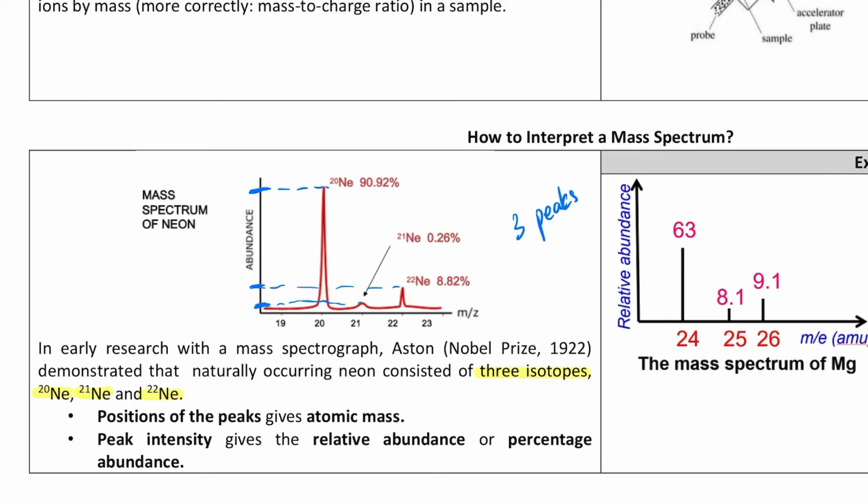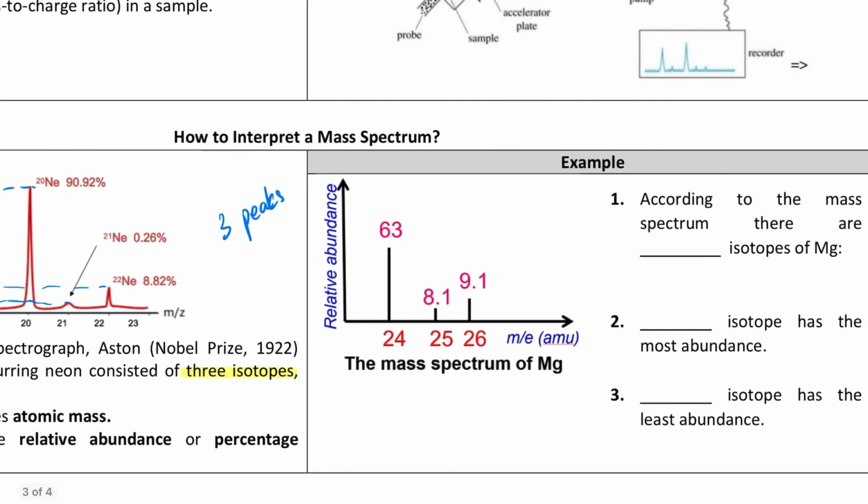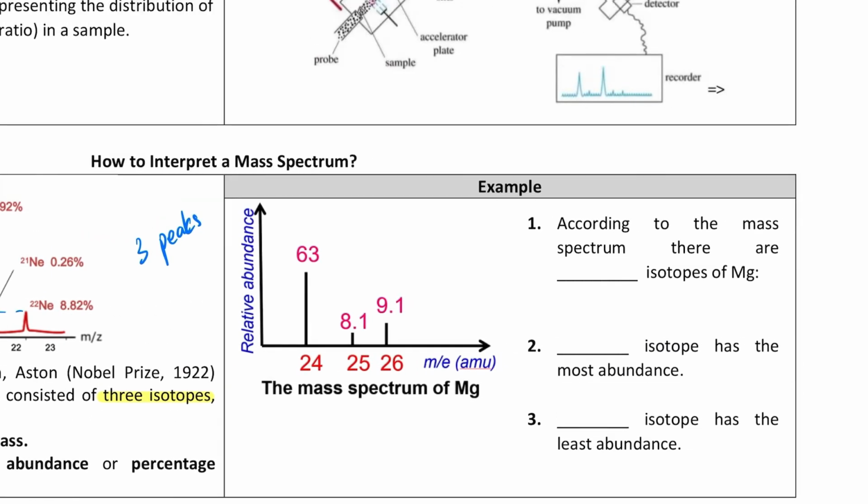Ada 3 benda dekat sini. Bilangan peak menunjukkan bilangan isotop. Ketinggian peak ni menunjukkan abundance dia. Kedudukan peak ni menunjukkan dia punya atomic mass. If you can understand that, you should be able to answer this question here. You can pause this video and try to determine the answer first and then play to check your answer.